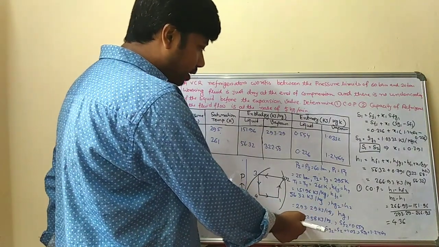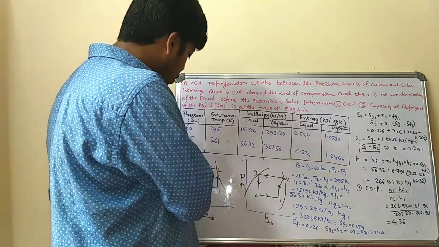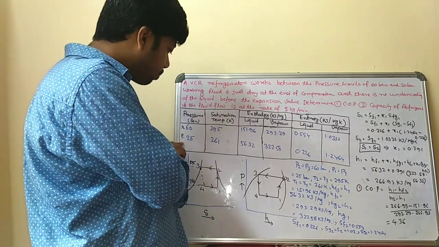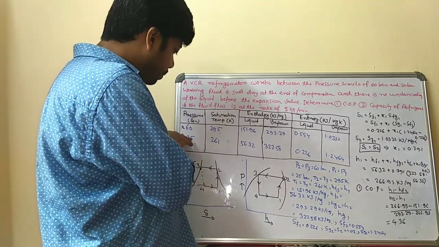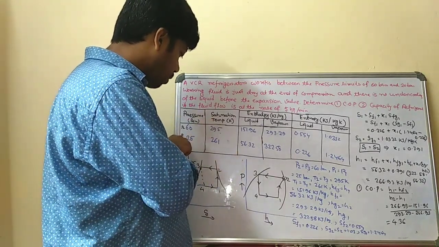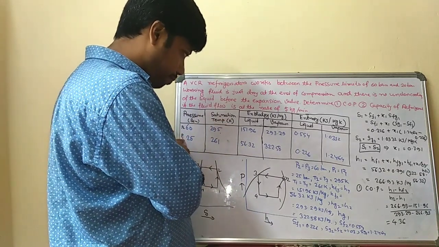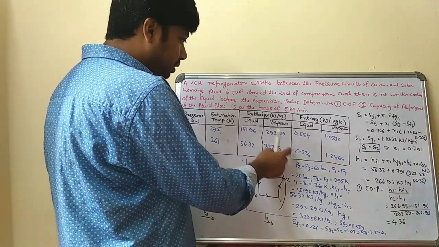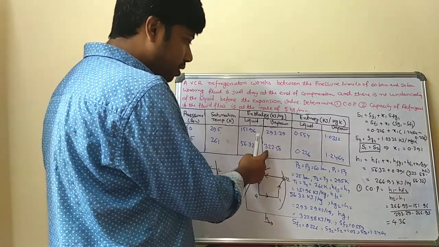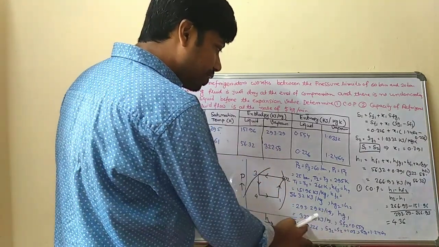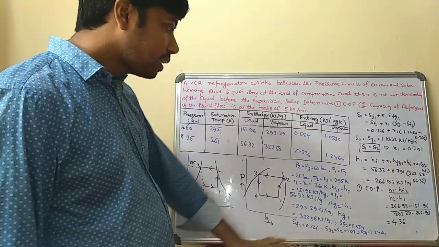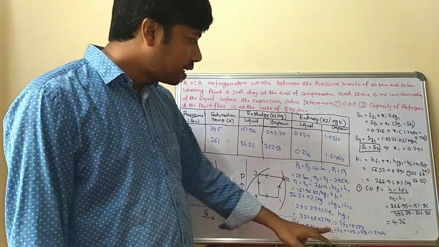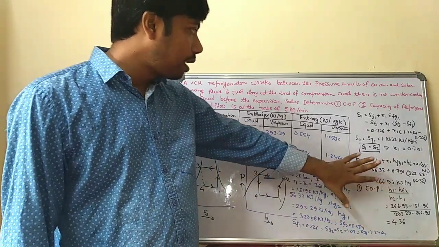And Hg1 is the vapor enthalpy at the corresponding pressure level 1. Suppose this is state 1 and this is state 2. For state 1, the evaporator pressure, Hg1 is given here as 322. Similarly Sf2, Sf1, Hg2, H2 and these values are given.